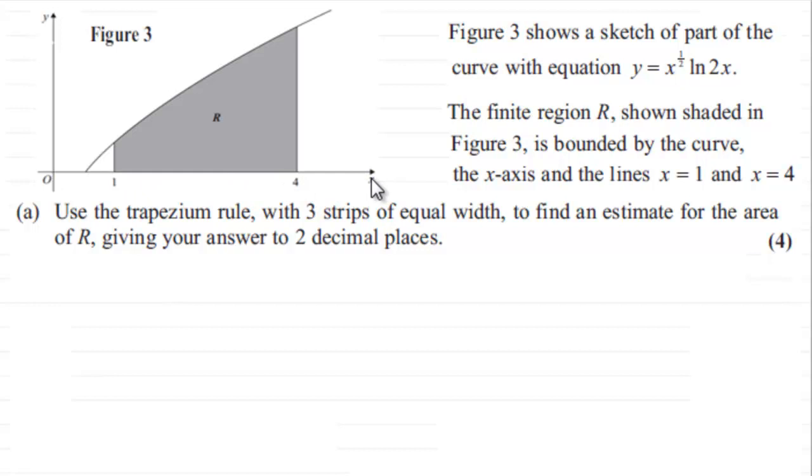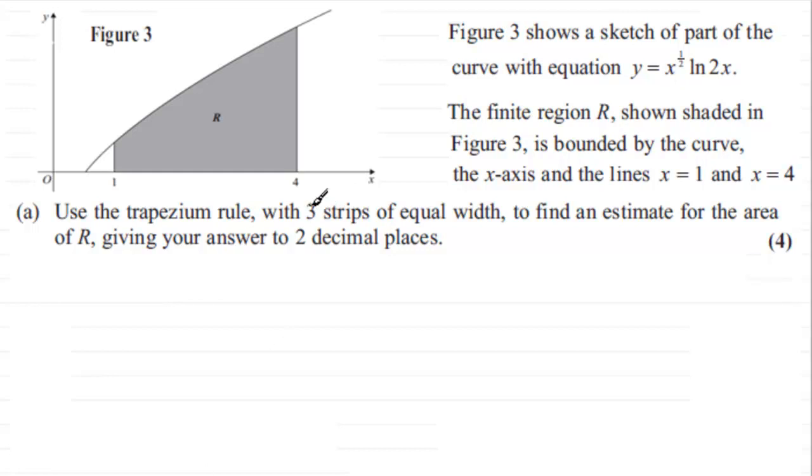And also the x-axis. And what you've got to do is use the trapezium rule with 3 strips of equal width to find an estimate for the area of R, giving your answer to 2 decimal places. So if you haven't tried this already and just want to give it a go, just pause the video, come back when ready, and you can check your solution with mine. Okay, welcome back if you had a go.